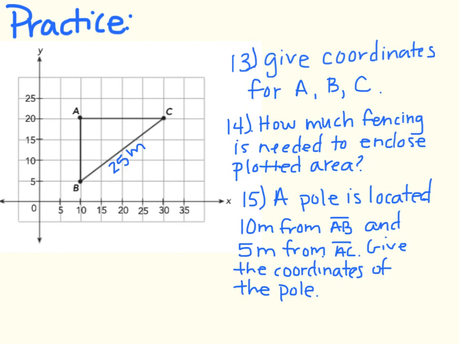Here's one final practice problem for you before we work together tomorrow on solving more problems like this. There's a graph picture here for you to work from. Question 13 asks you to please give the coordinates for points A, B, and C. In problem 14, let's say that Mr. Manning, who owns this yard, wants to build a fence around this plot of land. If BC is 25 meters long, how many meters of fencing will be needed to enclose the area? In question 15, I want you to figure out the plot point for a pole that's contained within this area. If the pole is located 10 meters from line AB and 5 meters from line AC, give the coordinates of the pole.